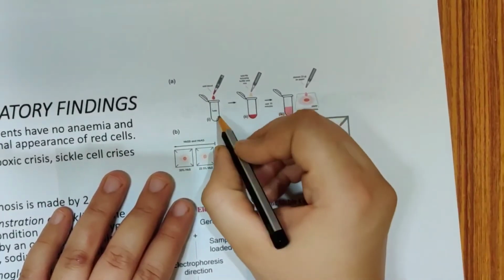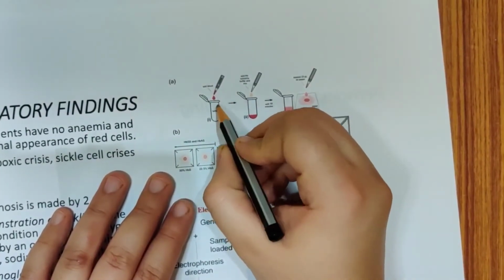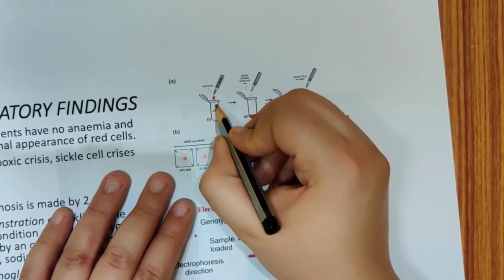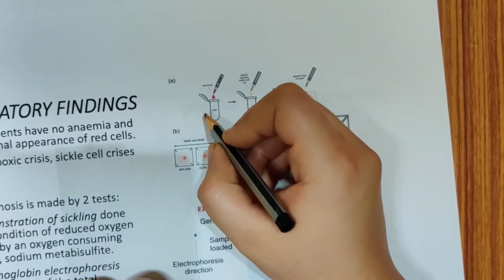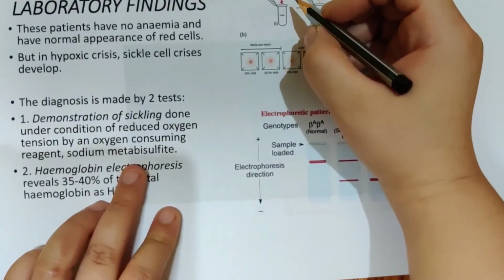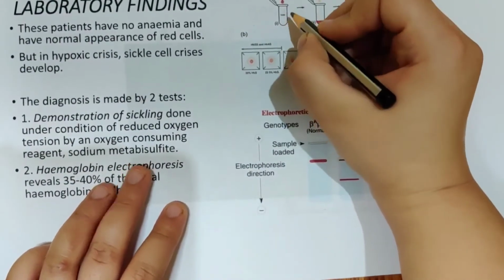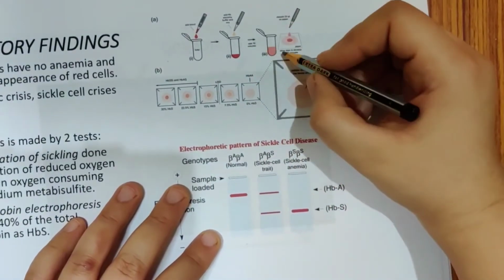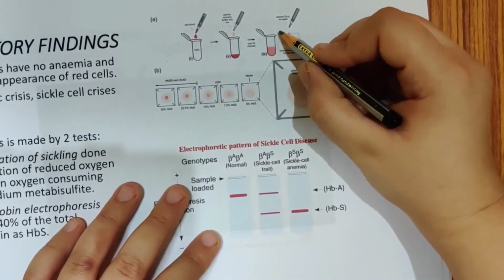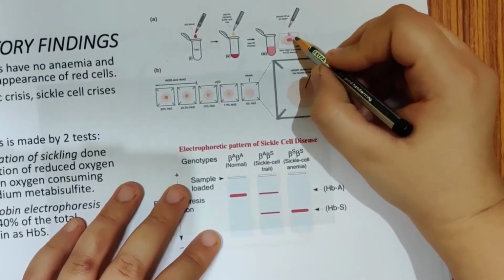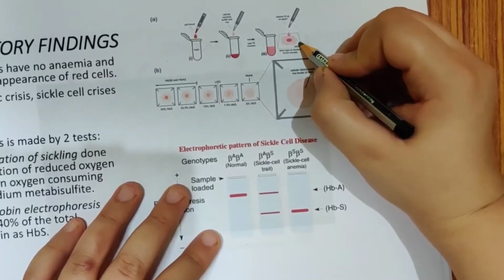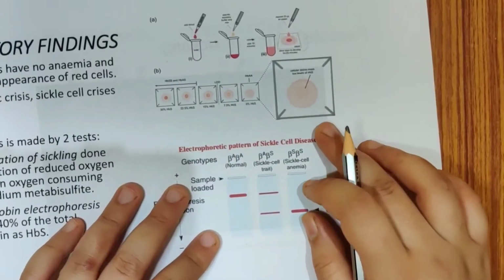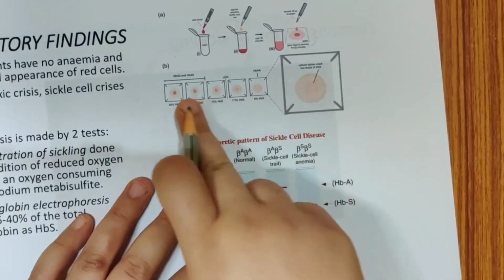Here in a test tube we have to make a solution. How do we make the solution? We take normal saline and sodium metabisulfite. Okay, we make a solution. After that we add blood. Okay, after we add blood we wait for 15 to 20 minutes. After 15 to 20 minutes we put it on a slide, cover it with a cover slip and let it rest. After you let it rest, you can see this kind of formation.